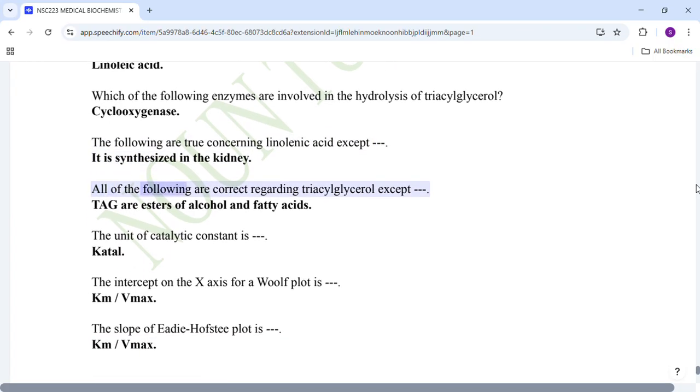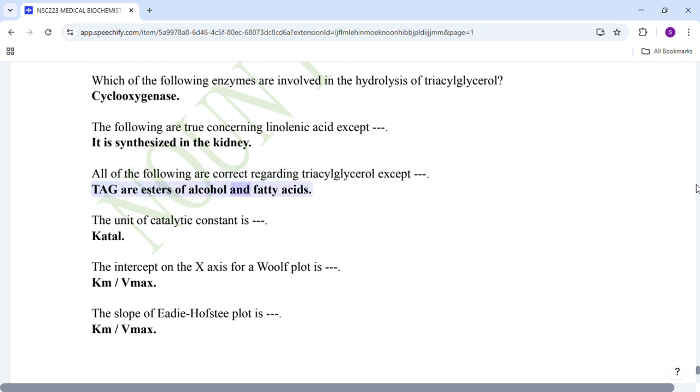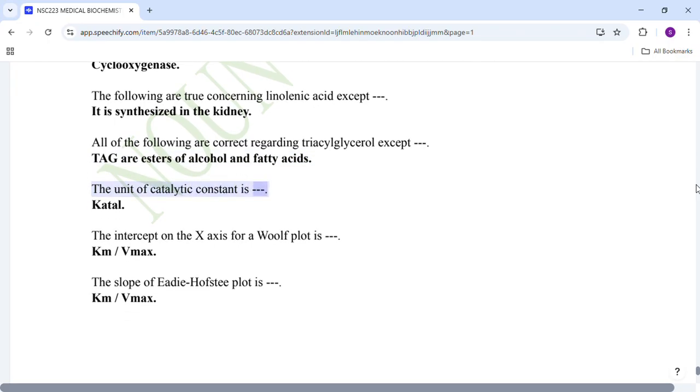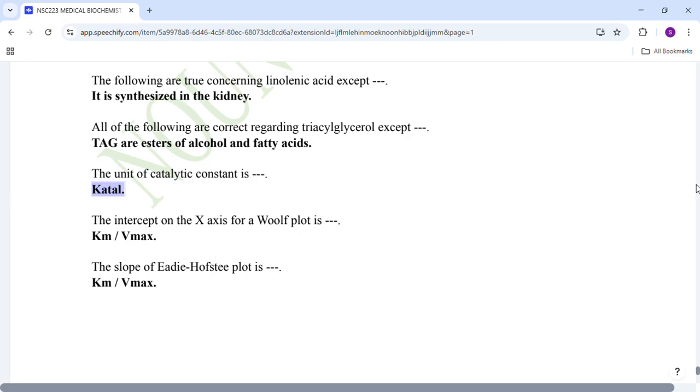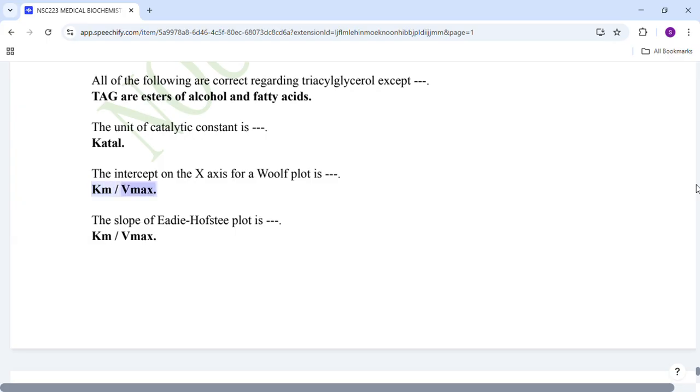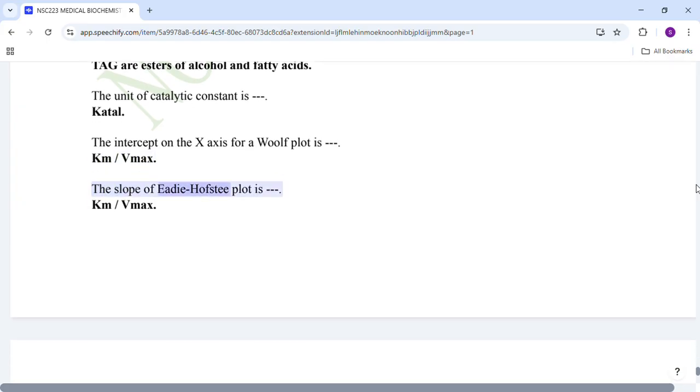All of the following are correct regarding triacylglycerol except dash dash. TAGs are esters of alcohol and fatty acids. The unit of catalytic constant is dash dash. Kcat. The intercept on the x-axis for a Woolf plot is dash dash. Km/Vmax. The slope of Eadie-Hofstee plot is dash dash.